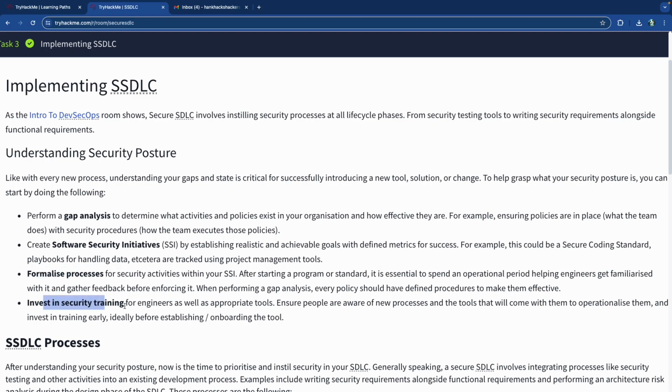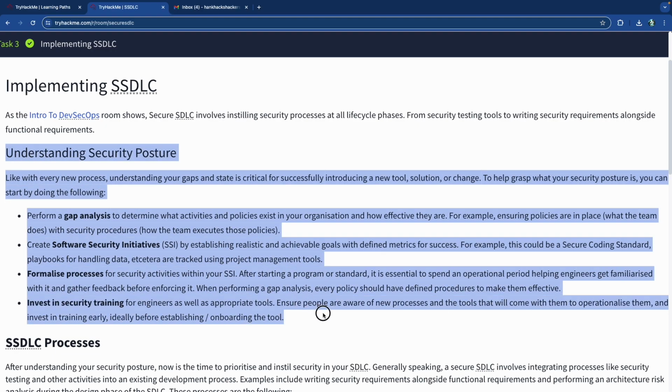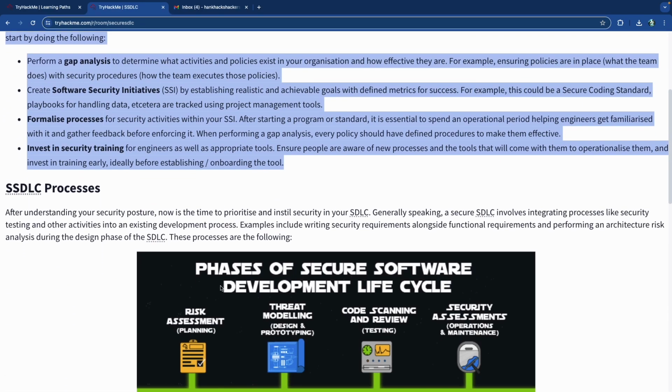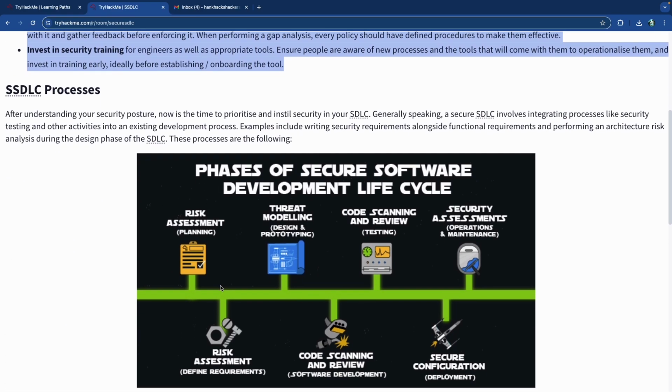And then you would invest in security training for the engineers, as well as any appropriate tools that would be applied to that, making sure that people are actually aware of the processes and the tools that will come with those processes to make it operational, and invest in training early on before establishing and onboarding the actual tool that's going to be used. And these are just a few steps in understanding the overall security posture of the company that you're in.